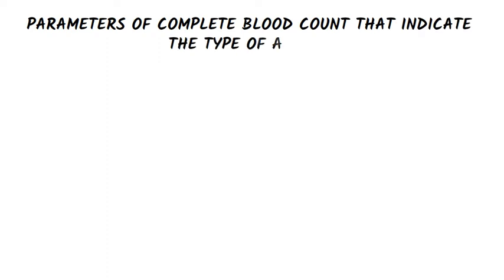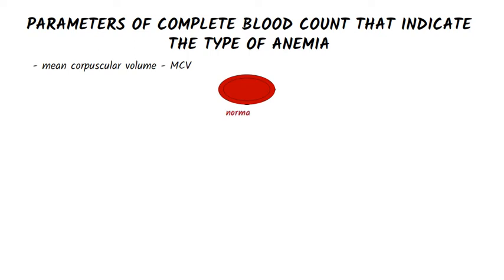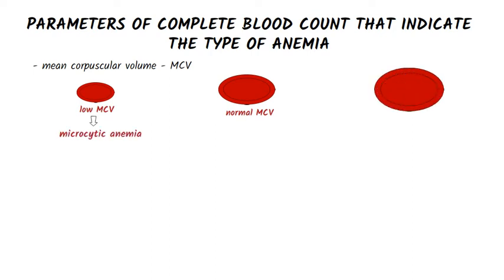The parameters on a complete blood count that indicate the type of anemia are the following. Mean corpuscular volume is the average size of the red blood cells. A low MCV indicates that the red blood cells are small and suggests microcytic anemia. A high MCV indicates that the red blood cells are larger than usual and suggests macrocytic anemia.